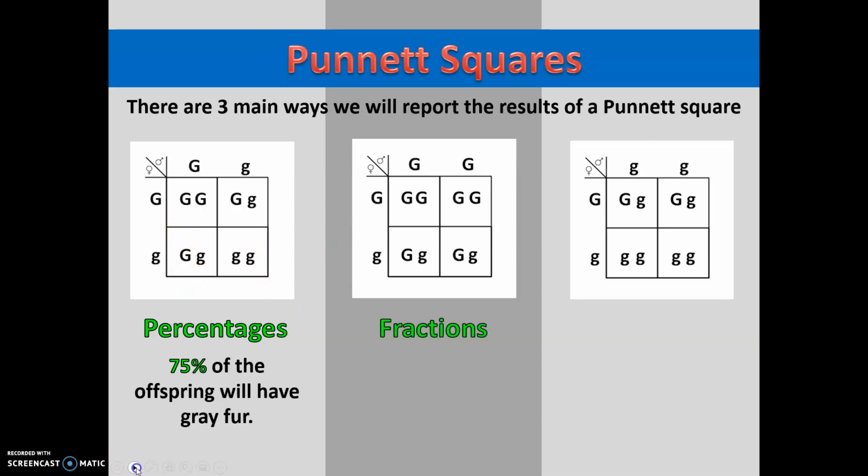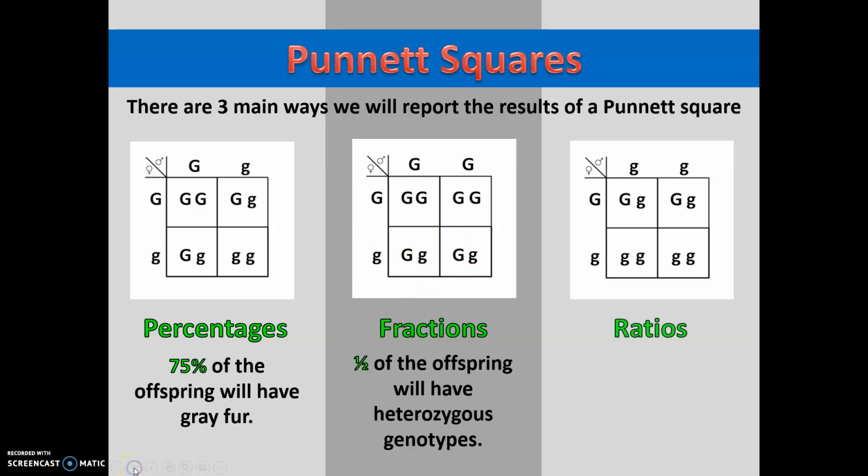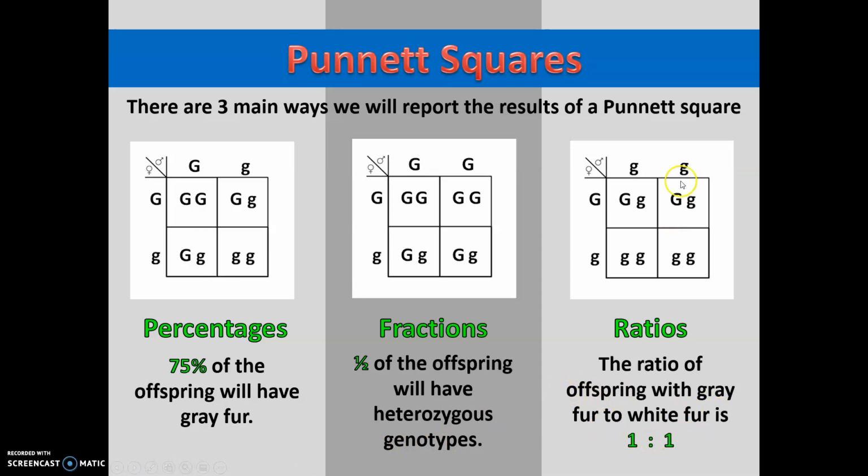Or we can do it with fractions. Here, half of the offspring will be heterozygous. Remember, heterozygous means we have a capital and a lowercase. So 2 out of the 4, or half of the boxes, will have capital G, lowercase g. Or we could also do ratios. The ratio of offspring with gray fur to white fur is 1 to 1 in this case. For every box that has a capital G or gray fur, we have a box that has 2 lowercase g's or white fur.